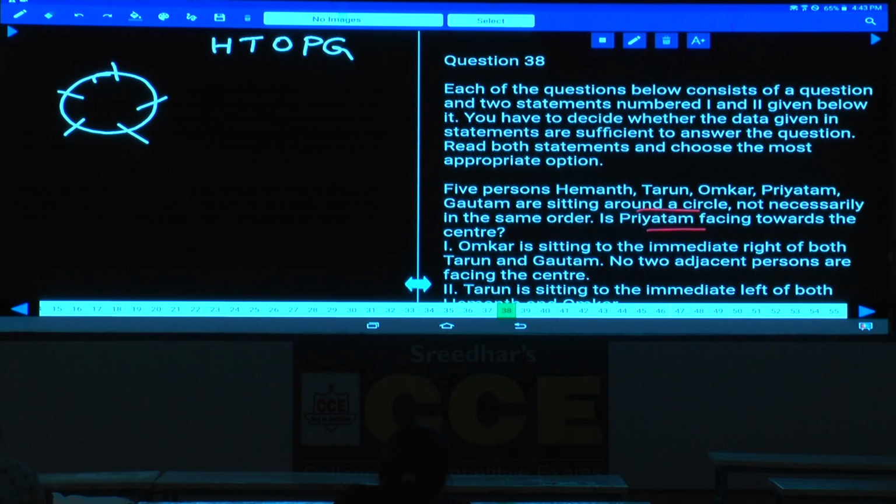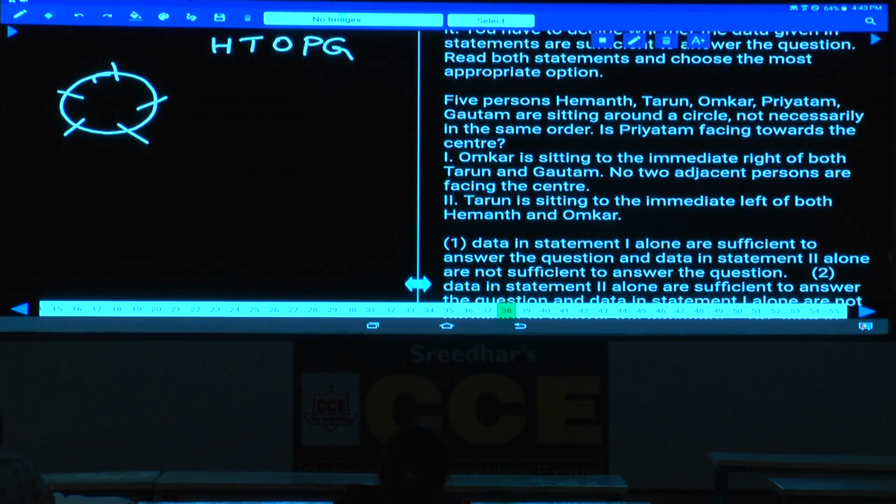Is Preetham facing towards the center? Now the question is about what? Whether Preetham is facing the center or not.